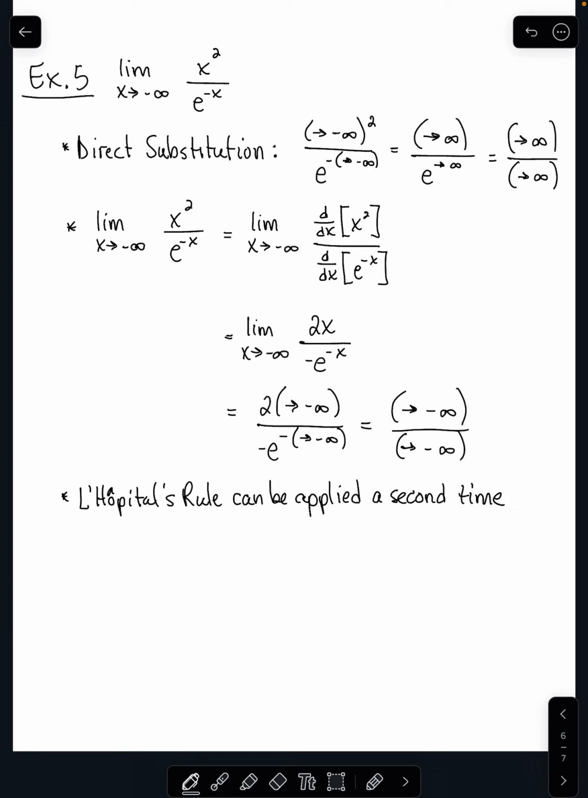We saw a similar situation in integration by parts, where applying the integration by parts formula resulted in an integral that still required integration by parts. Well, we can do that with L'Hopital's rule. If the result of L'Hopital's rule still results in an indeterminate form, then we can now use the second derivative.